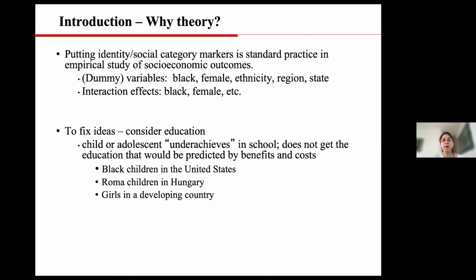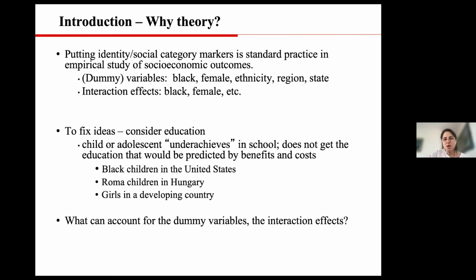All right, so if that's the pattern we see, why do we need theory to help us understand that pattern? Well, there's many explanations for this underachievement. And so we want to be able to systematically describe why this pattern is there that we're picking up in the data. And if we don't know why the pattern's there, we won't be able to address the patterns if, again, we think those patterns are important to address. So what can account for the empirical findings and those interaction effects? So the theory is to unpack that black box of the effects.